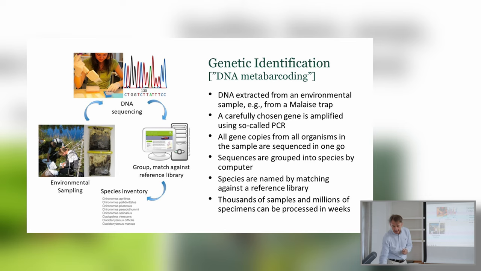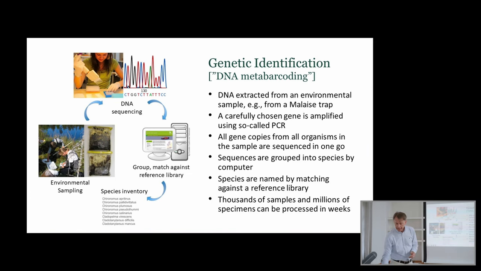This is followed by DNA sequencing. So we can sequence all gene copies from all organisms in the sample in one go with these modern sequencing machines. And then we use computers to group those sequences into species. We can name those species by matching them against a reference library, and we'll talk a little bit more about that later. And we get the species inventory for that sample that we collected. In this way, we can process thousands of samples and millions of specimens in weeks.